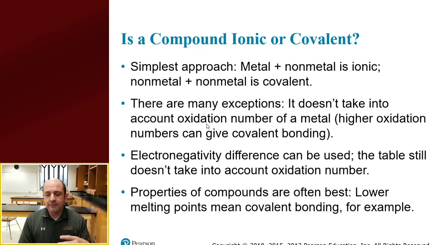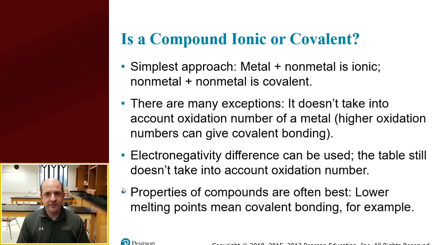Last thing before we move on to the next video: how do we tell if something's ionic or covalent? The simple approach is metal and nonmetal, ionic. Nonmetal and nonmetal, probably covalent. There are some exceptions. Some metal with nonmetal compounds can be better treated as covalent, depending on their properties. The better way I like to do is look at electronegativity difference. But that doesn't always take into account the oxidation number for some of those transition metals. And so the best way is the properties.